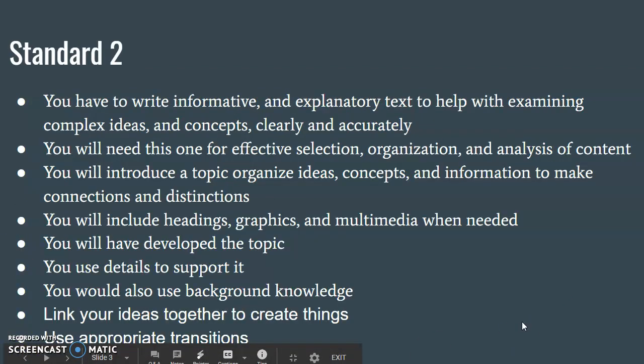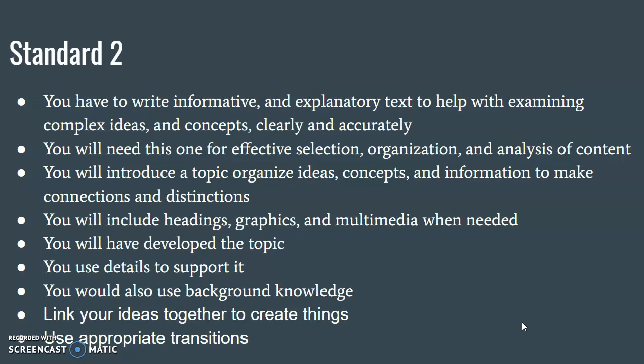You have to write informative and explanatory text to help with examining complex ideas and concepts clearly and accurately. You will need this one for effective selection, organization, and analysis of content. You will introduce a topic, organize ideas, concepts, and information to make connections and distinctions. You will include headings, graphics, and multimedia when needed.